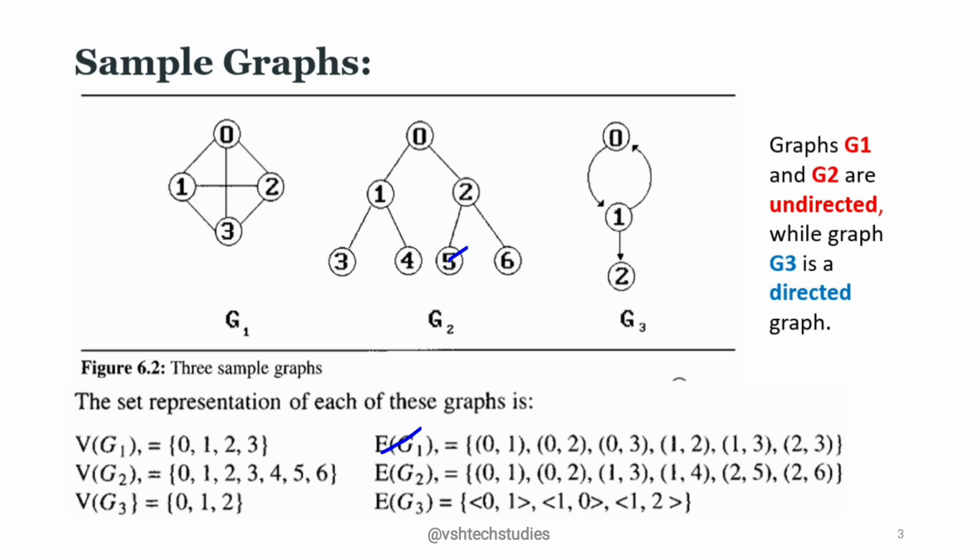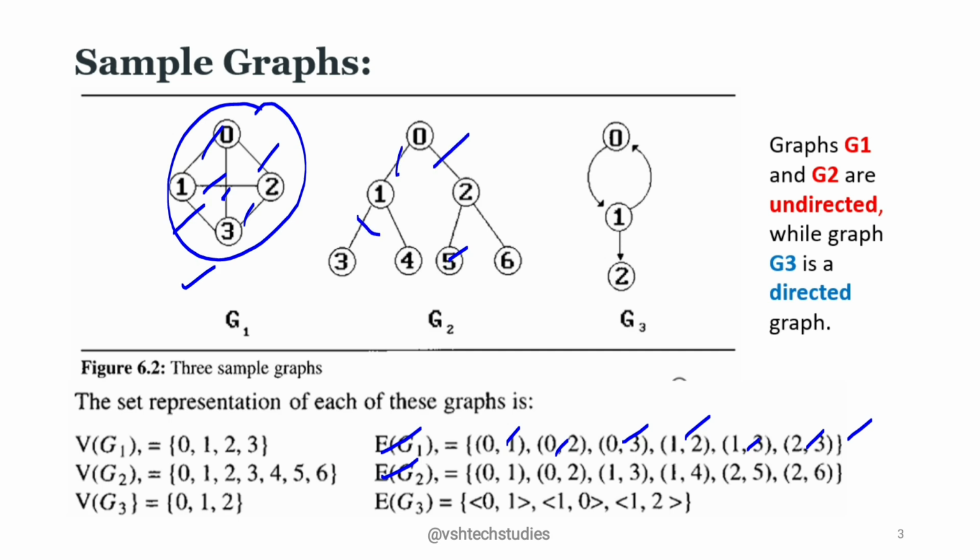Now, the set of edges in graph 1. So in graph 1, we have edges 0 to 1, 0 to 2, 0 to 3, 1 to 2, 1 to 3, 2 to 3. All the edges are written here as a set. Then the set of edges in graph 2: 0 to 1, 0 to 2, 1 to 3, 1 to 4, 2 to 5 and 2 to 6. They are written here.